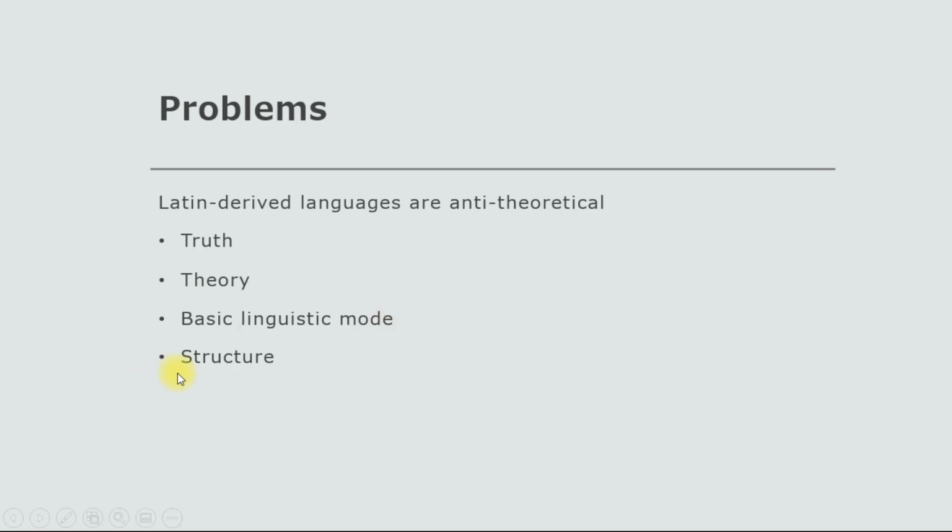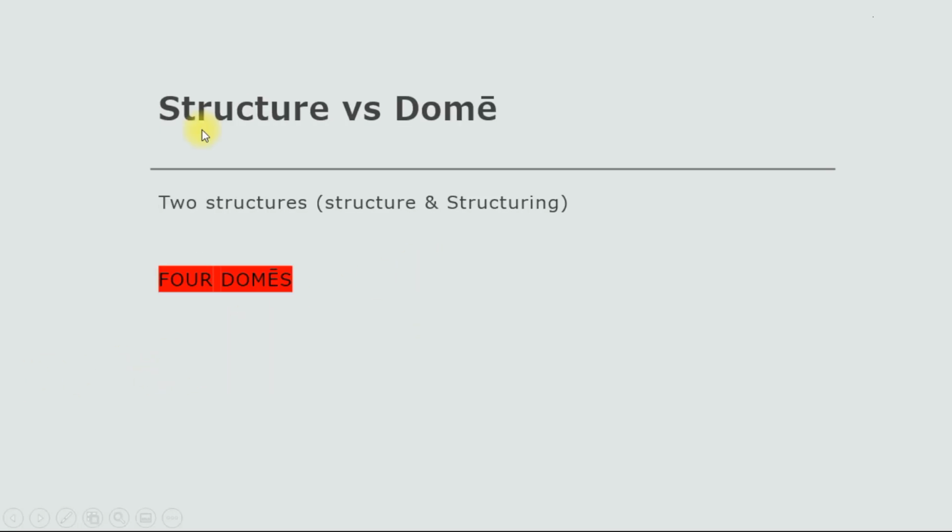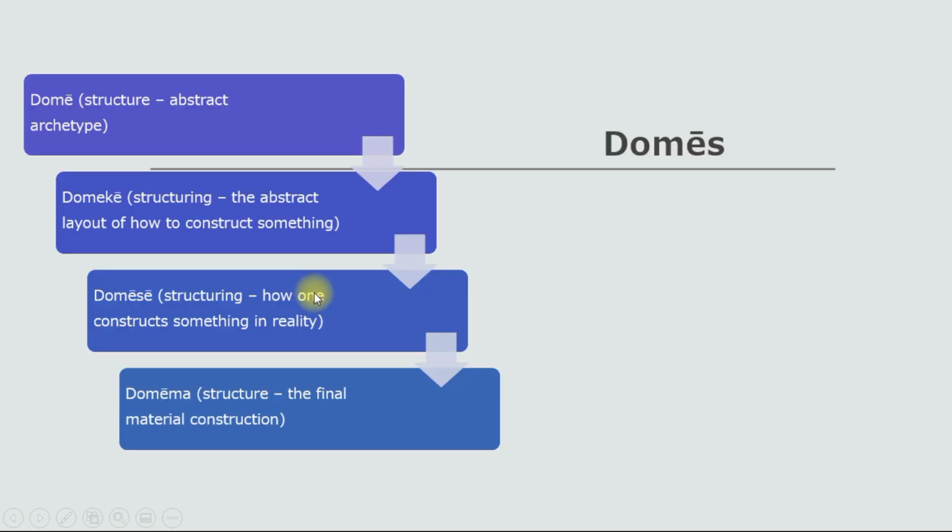And then you have the issue of structure. Okay, if you asked a Greek guy how is dome in English, they'd say it's structure. But in English, you have two kinds, let's say, of structure, structure and structuring. But in Greek, you have four structures, four different words for structure, four domes. So let's see them. So we have dome, which is structure, and this is the abstract archetype.